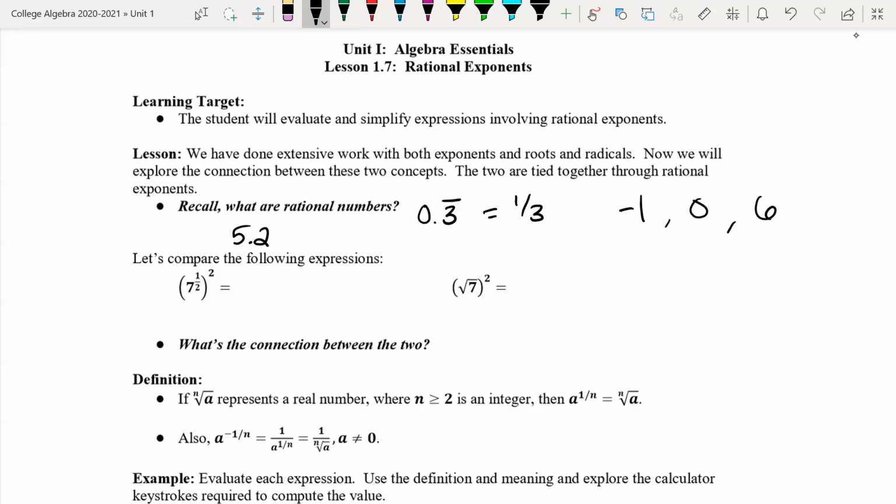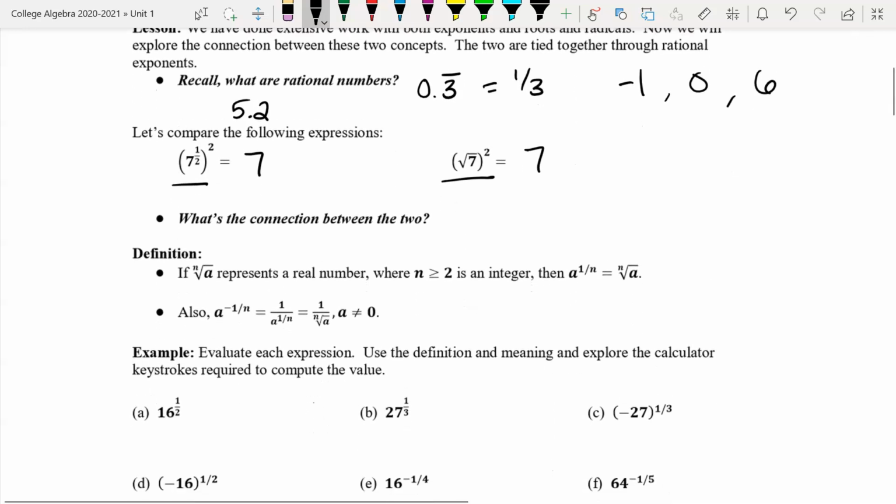So let's compare the following expressions. If I did 7 to the 1/2 squared, if you type that into your calculator, 7 to the 1/2, and then square it, you're going to get 7. Same way here, if I take the square root of 7 and I square it, I'm going to get 7. So these are the same thing, just written in different ways. So we can write square roots and nth roots as rational exponents. That's the connection between the two. So that's what I talk about here.